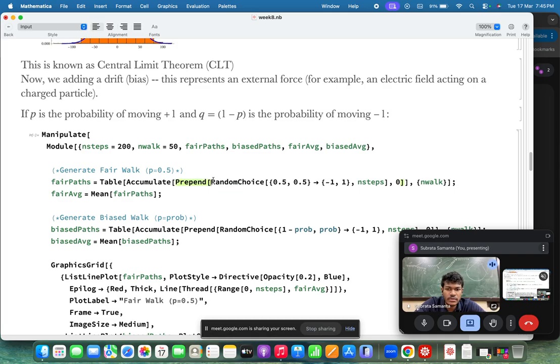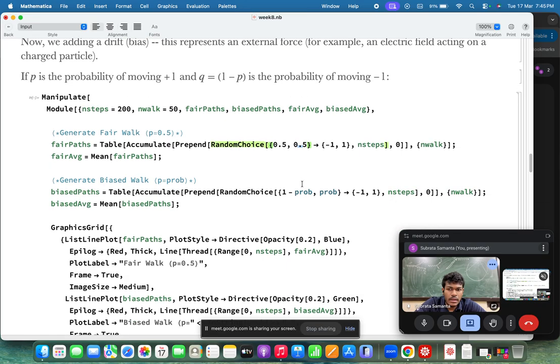And how do I add this bias in my system? I basically use random choice. When you draw a number from plus 1 and minus 1 with probability of half, you can put it this way: the probability of getting minus 1 is 0.5 and the probability of getting plus 1 is again 0.5. And for the biased walk, you have probability p for getting plus 1.